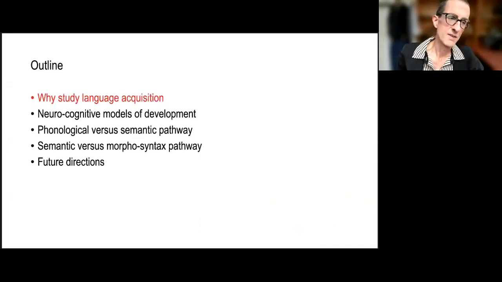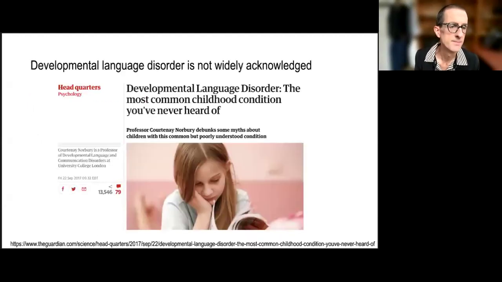So this is an outline of what I'd like to talk about today. Why study language acquisition, and then move to neuro-cognitive models of development. And then the bulk of the talk is going to be talking about the phonological and semantic pathway and the semantic and morphosyntax pathway, and then wrap up with some future directions of what we're doing now and what we plan to do in the future.